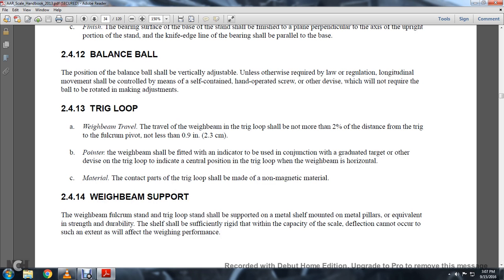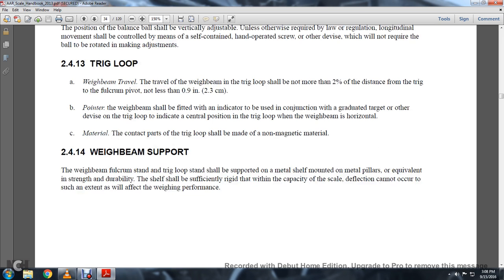2.4.13 Trigger loop. The way beam travel to the trigger loop should not be more than 2% of the distance from the trigger to the fulcrum pivot, not less than 0.9 inches. Point of the way beam should be fitted with the indicator to be used in conjunction with the graduated target over the trigger loop indicated with the central position. The trigger loop with the way beam is horizontal. The materials in contact with the parts of the trigger loop shall be made with a non-magnetic material.